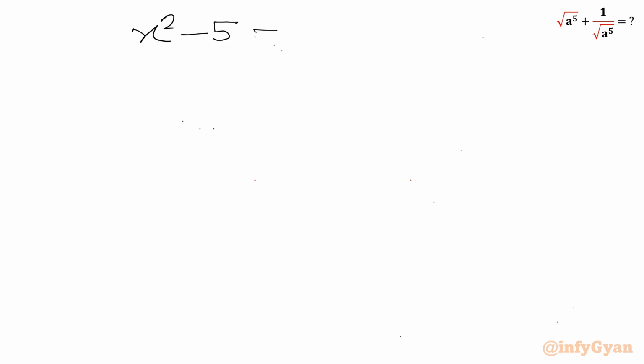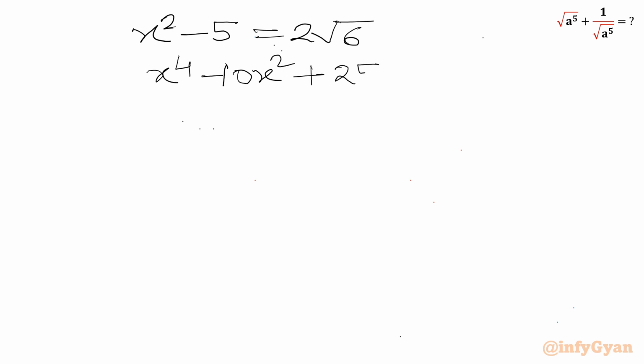Minus 5 equal to 2 square root 6. Now I will consider squaring both sides. So I will write here x power 4 minus 10x square plus 25. Right hand side will become 2 square is 4 times 6, so 24.